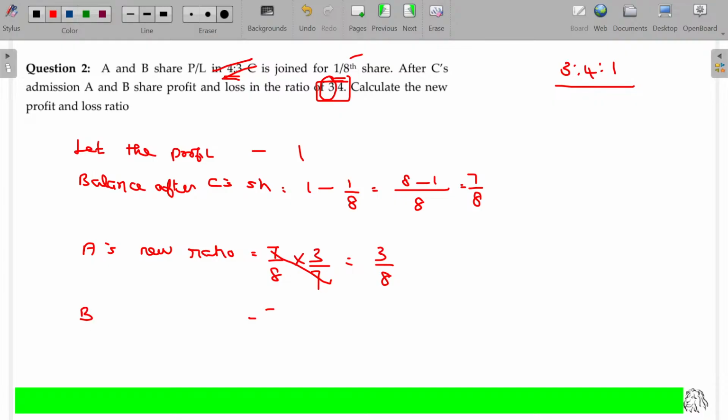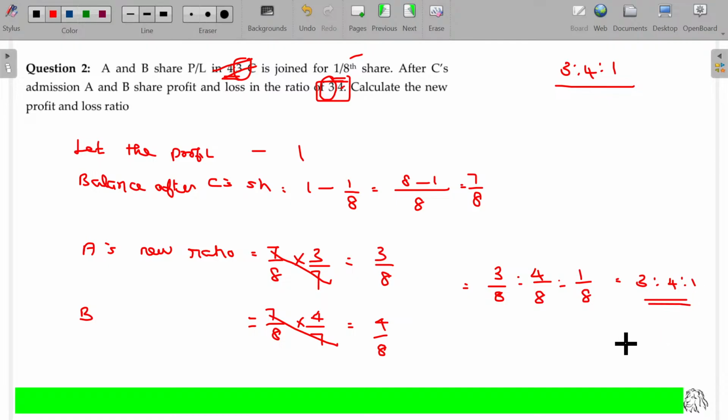Similarly for B, 7/8 into 4/7, which is 4/8. So the ultimate ratio is 3/8 to 4/8 to the new partner's ratio of 1/8. If the denominators are the same, then directly write only the numerators to represent the short form of the ratios: 3:4:1. Make it faster.